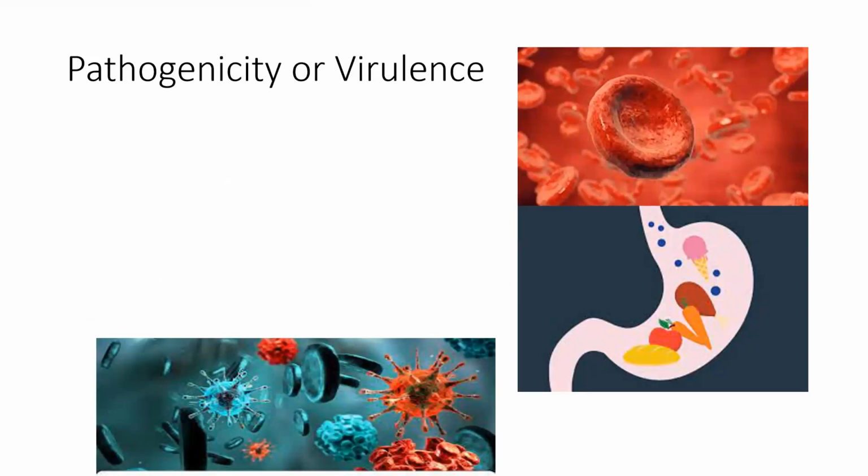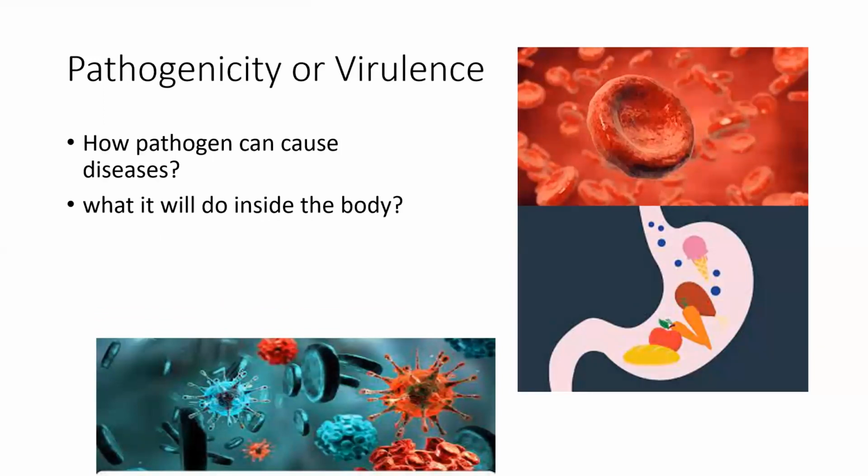Pathogenicity and virulence. Let's see what pathogenicity and virulence are. How does a pathogen cause disease? Or the question is, what will it do when it enters your body? What will the pathogen do? It will try to affect the body's immunity. So these are the three ways it can work.